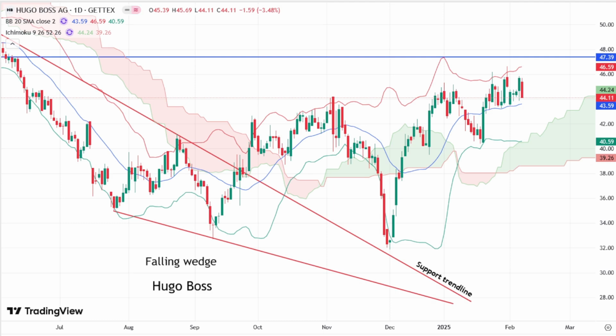I reiterated in the video on the 15th of December that Hugo Boss is bullish and the textbook target of the falling wedge is at 47.39. Hugo Boss reached a high of 46.65 on the 31st of January. About 91% of the textbook target has been reached. I consider this a success, but will not cease coverage on this name just yet, just to see how much further Hugo Boss can go.